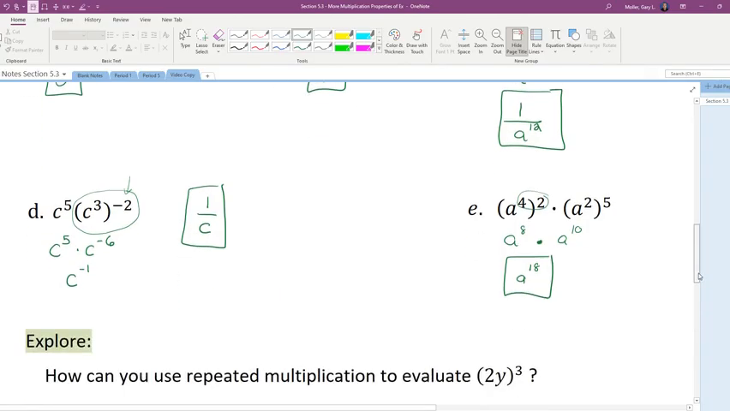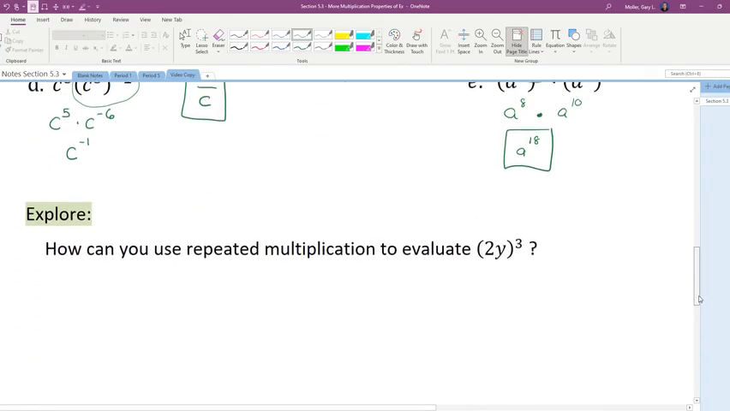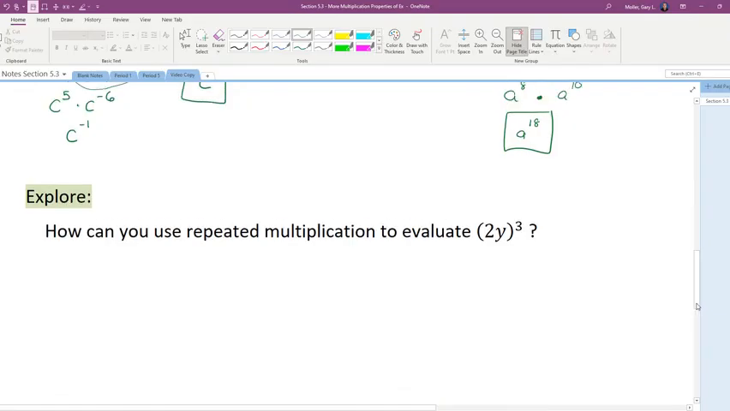All right, let's explore further. How can you use repeated multiplication to evaluate 2y, the quantity cubed? So in this situation, we've got both the 2 and the y being raised to the third power. So let's just write what that literally means. 2y times 2y times 2y.